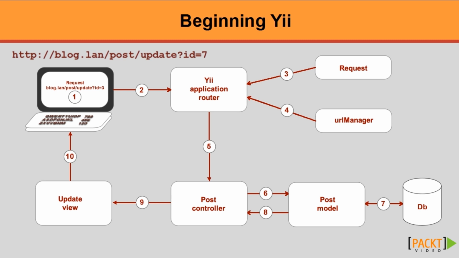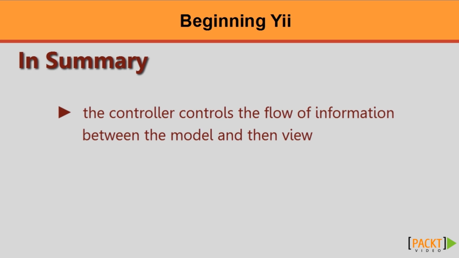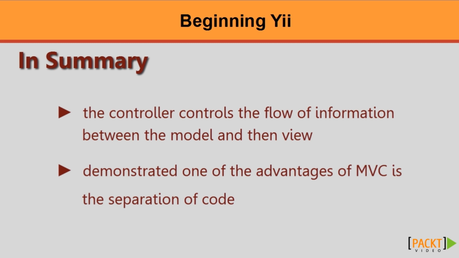In our last session, we discussed one of the advantages of an MVC is the separation of code, and we can see from this diagram that it would be very easy to have the controller call one of two views depending on some criteria. For example, if the user were using a mobile browser, we could render a different view. In summary, we've seen that the controller controls the flow of information between the model and the view. We've also demonstrated one of the advantages of MVC is the separation of code, illustrating how we could easily add another view to be called depending on the browser being used.